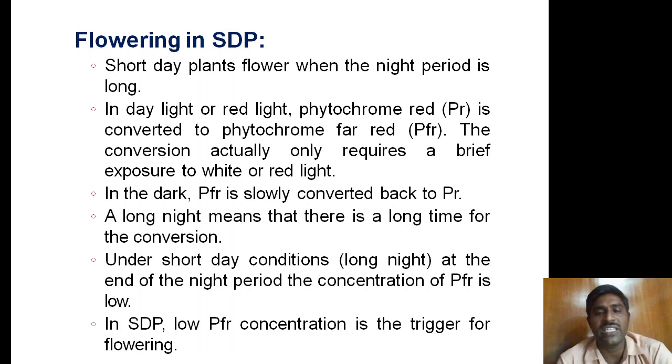Next, under short day conditions, that means long nights, at the end of the night period the concentration of PFR is low. Why? Because during the long night, the PFR converts into the PR. That's why the amount of PFR is very low. That low PFR concentration triggers the flowering response in short day plants. That means short day plants require a low amount of PFR to initiate flowering.